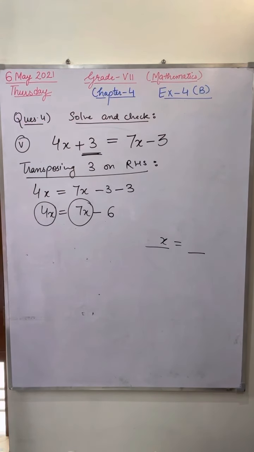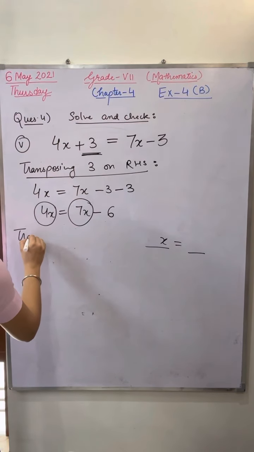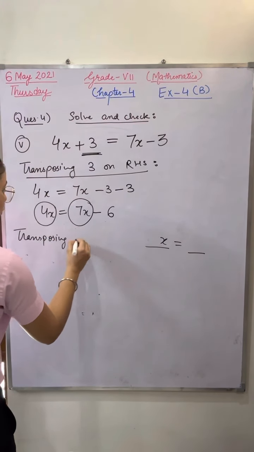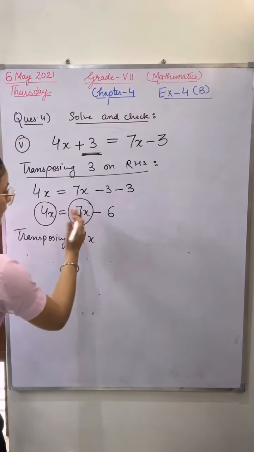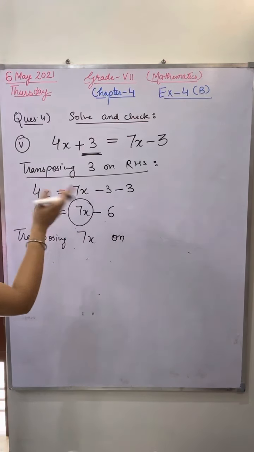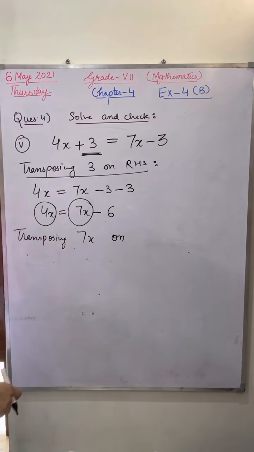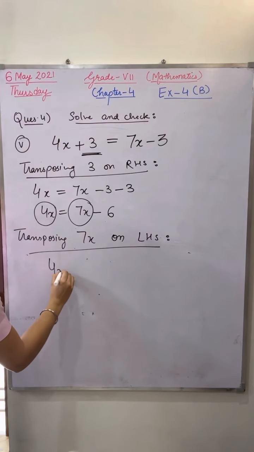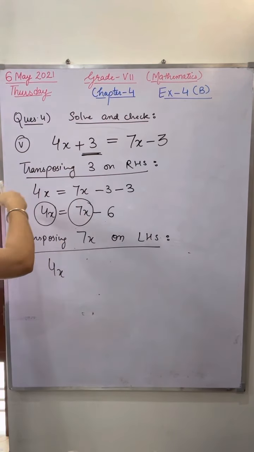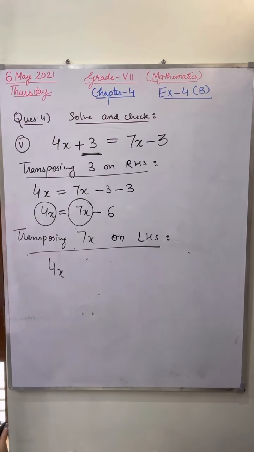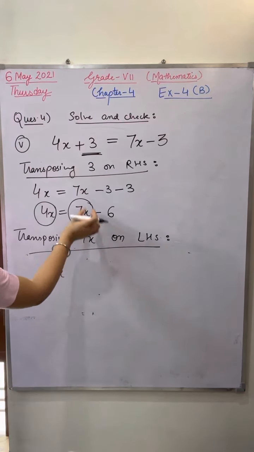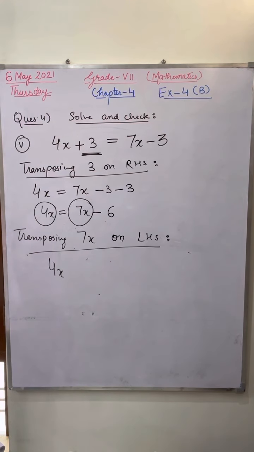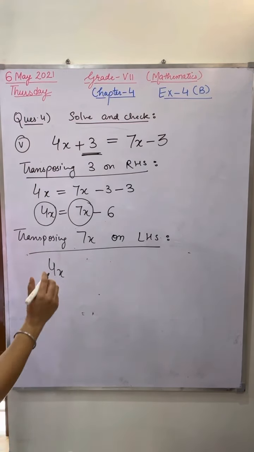Ma'am, that's 7x. So you have to write here that you have to transpose 7x. It is on the right hand side. You have to transpose on which side? Ma'am, on the left hand side. On left hand 4x side. Okay, very good. Now I'm going to transpose. 4x is here. When 7x will go that side, it will become what? Plus 7x or minus 7x? Ma'am, minus 7x. Very good.